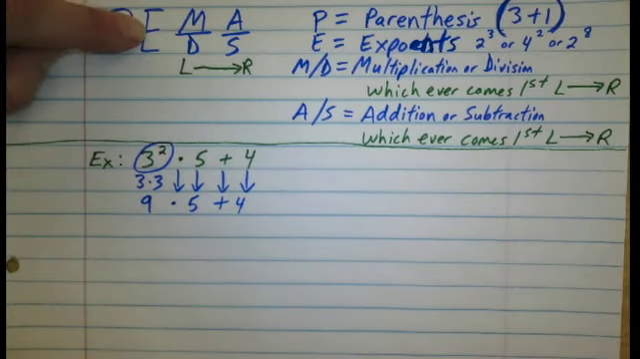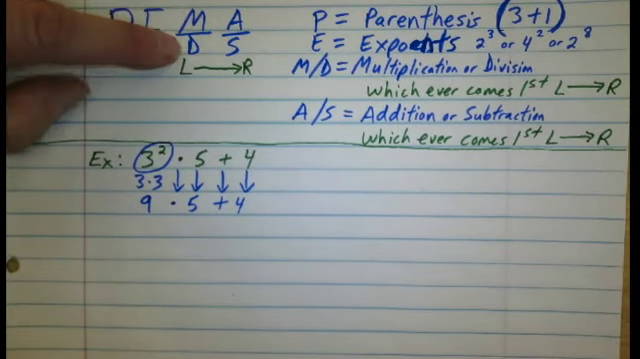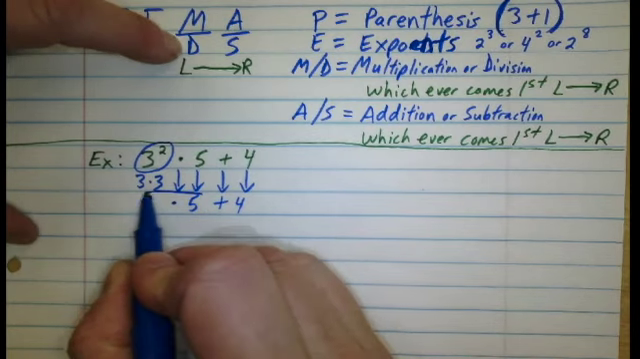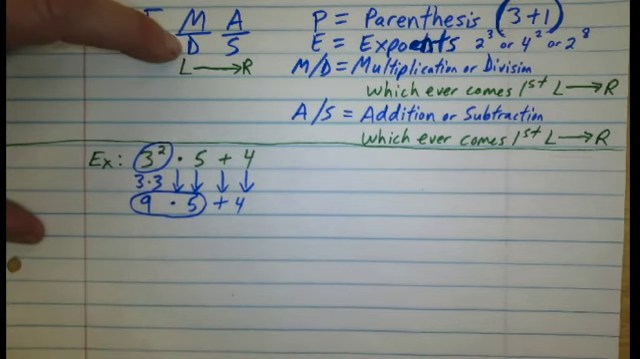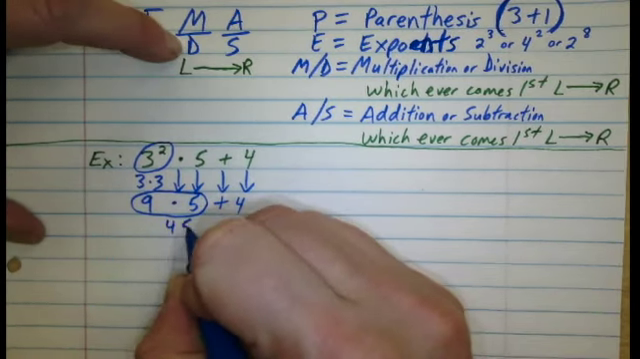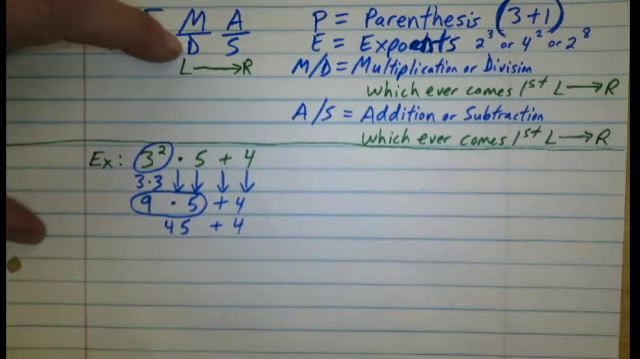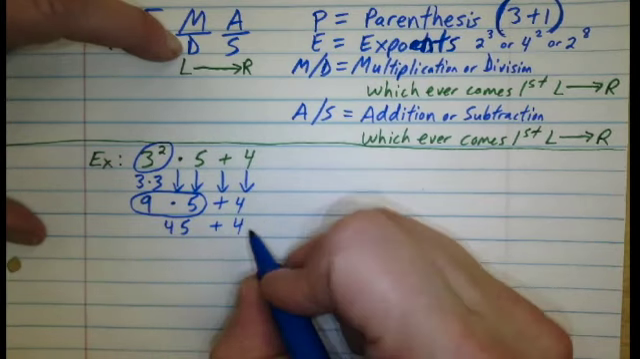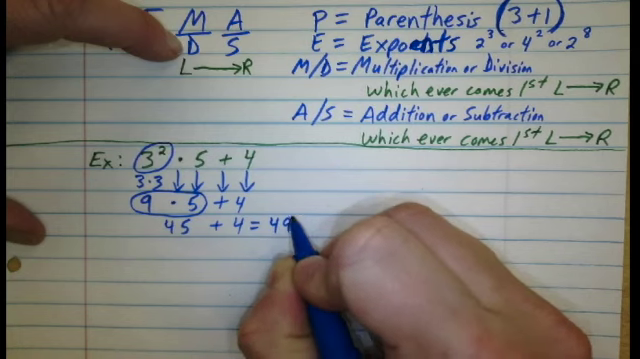So we've done exponents, so now we look, do we have any multiplication or division? Yes, we have a multiplication problem, 9 times 5. Circle it and solve it. That's 45, and then bring down your plus and your 4. The only thing you have left is 45 plus 4, and when you do that, you get 49.